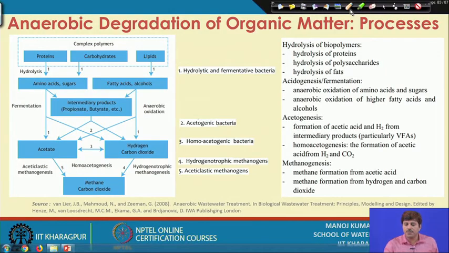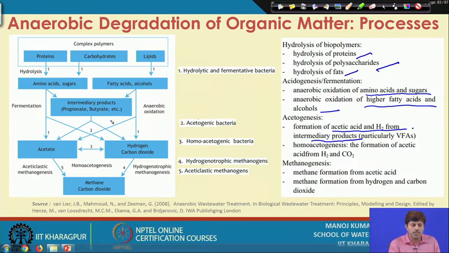If we look at the sub steps, hydrolysis of biopolymers can be hydrolysis of protein, hydrolysis of polysaccharides, hydrolysis of fats. Then acidogenesis and fermentation can lead to the anaerobic oxidation of amino acids and sugar, or anaerobic oxidation of higher fatty acids and alcohol. Under acidogenesis, there is formation of acetic acid and hydrogen from intermediate products. So, the intermediate VFAs we have convert to hydrogen or acetate, that is, acetic acid or hydrogen.